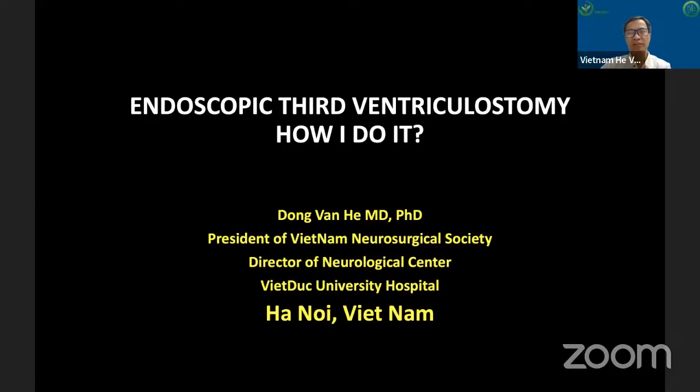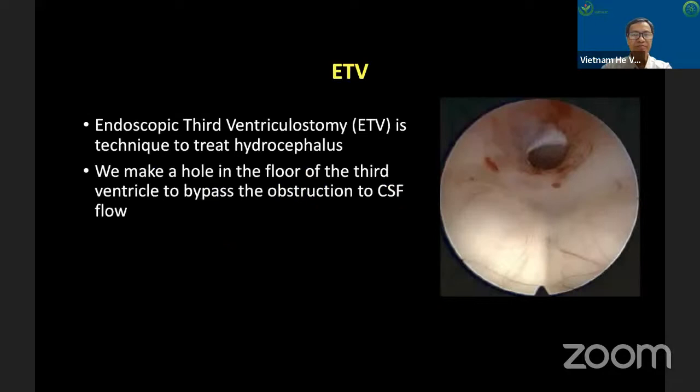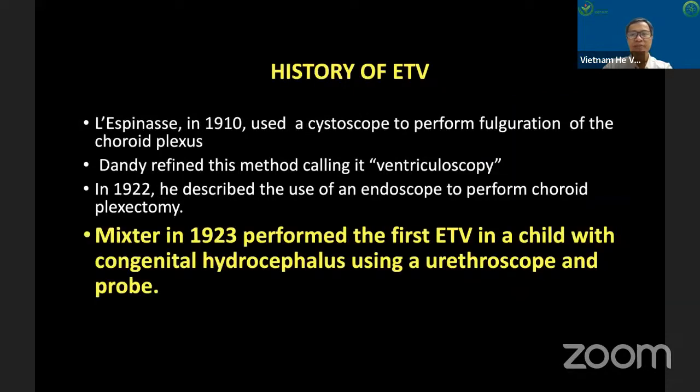Dear Professor Kato and ladies and gentlemen, today I would like to share my experience of how I do endoscopic third ventriculostomy and how I avoid complications. ETV is a technique to treat hydrocephalus, as everybody knows, and we make a hole in the floor of the third ventricle to bypass the obstruction of the CSF flow. The first ETV was done in 1933.